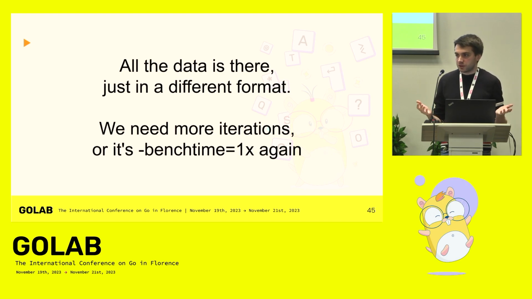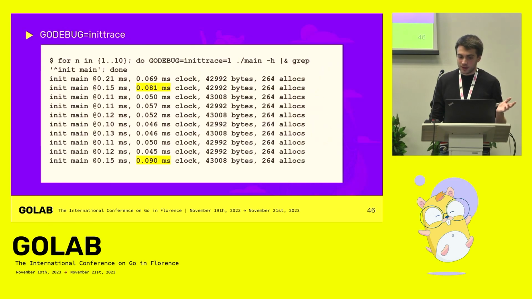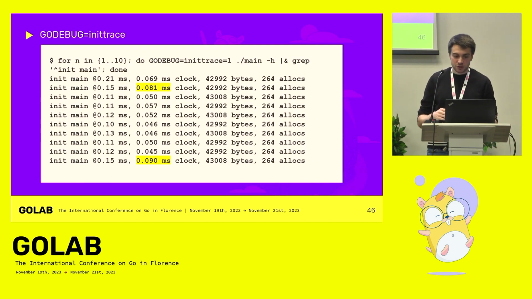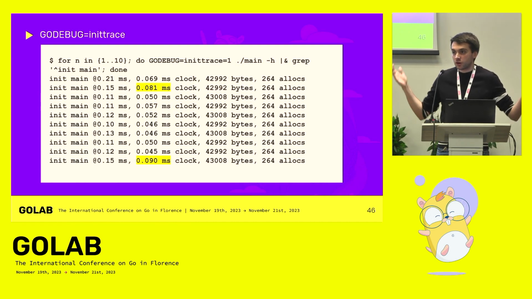And we need more iterations because, like I showed you earlier, bench time equals 1x. It makes numbers jump a lot. And to drive that point further, if you run initTrace 10 times on a package and you try to look at its wall clock time, for example, main, you can see that it can jump by about 2x, which is quite bad, especially if you want to get good measurements. You might think, oh, I shaved off 50% of the time, but maybe you just got unlucky with one run.